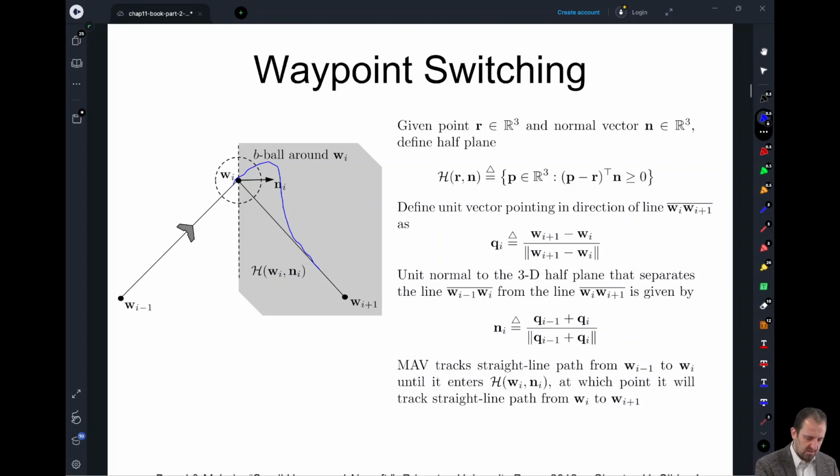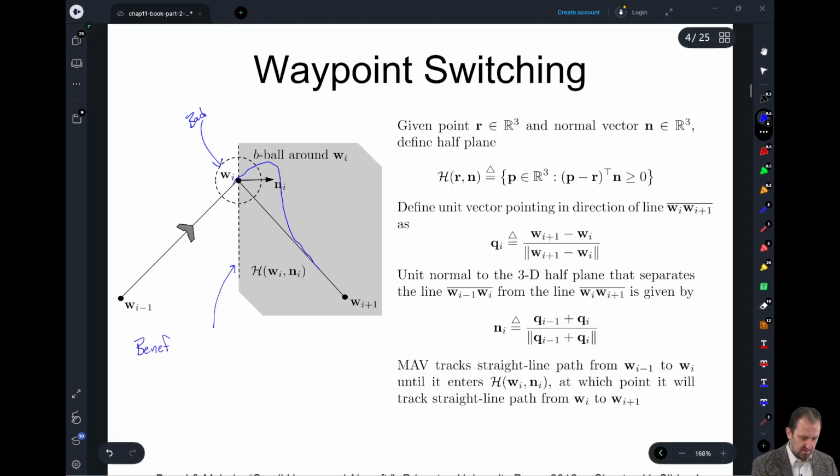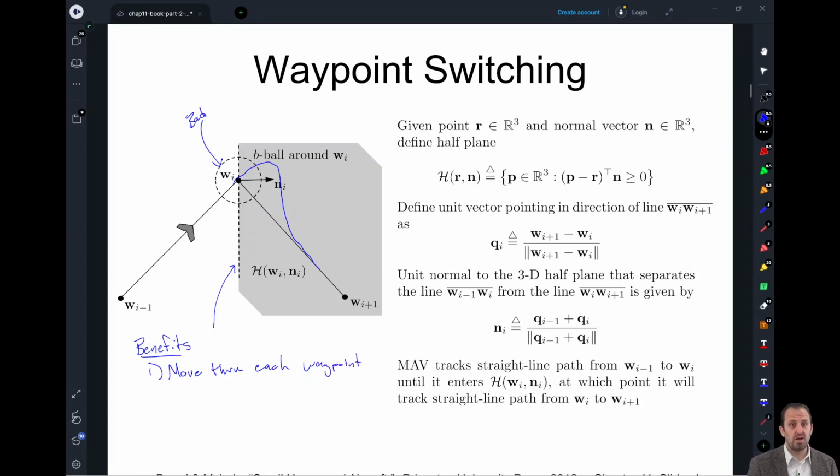So just a couple notes: this idea of just switching on a ball is bad. We don't want to do that. Using the half planes, it has some benefits. One is that we're going to move through each waypoint. So the aircraft is going to actually pass through the waypoint. So if you care about passing through the waypoint, then this is a decent strategy.